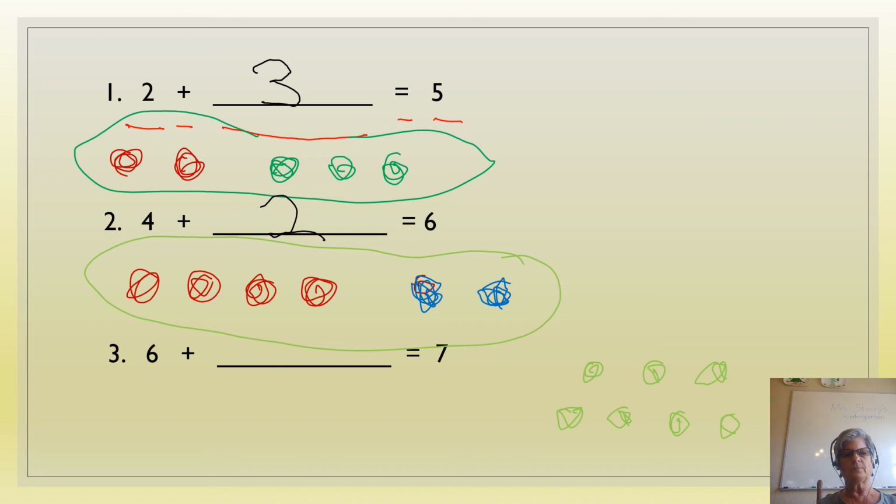So your problem says 6 plus, you do a line, equals 7. And then remember you took your crayon and you drew 7 circles. If you haven't done that before, do it now, please. I drew 7 green ones, but you take your favorite color and draw 7 if you haven't already.